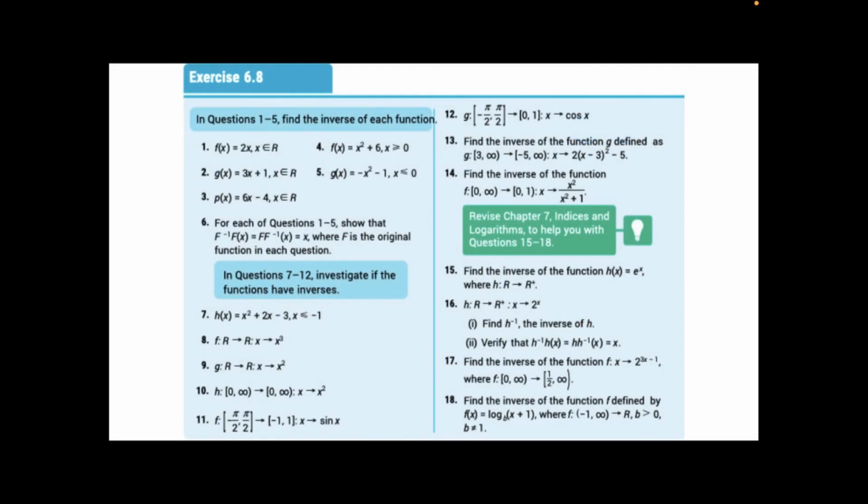Okay guys, I now want you to go to exercise 6.8 in your books and complete questions 1 to 5. Find the inverse of each of those functions.